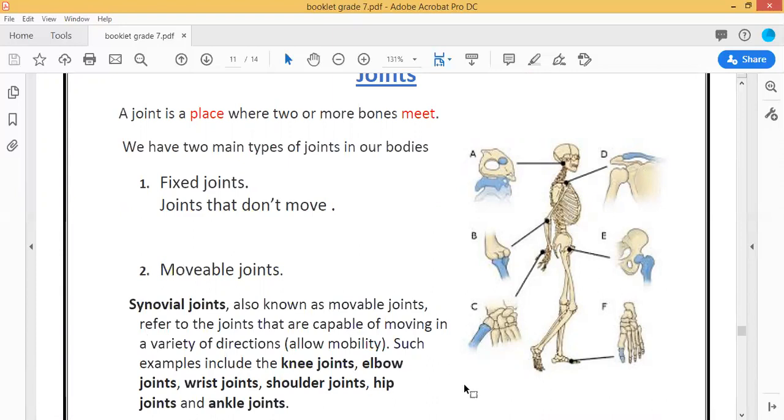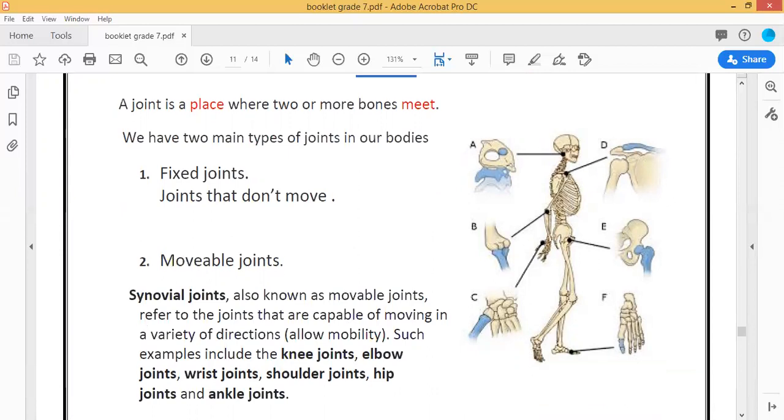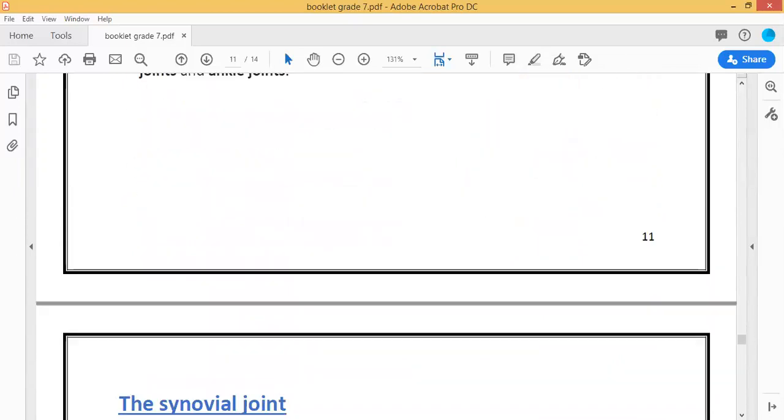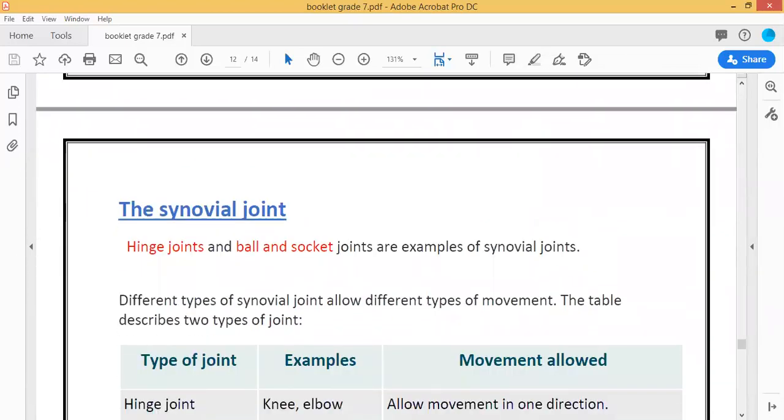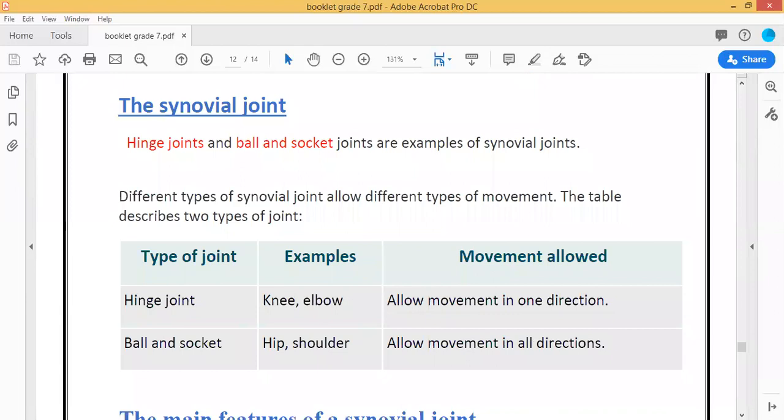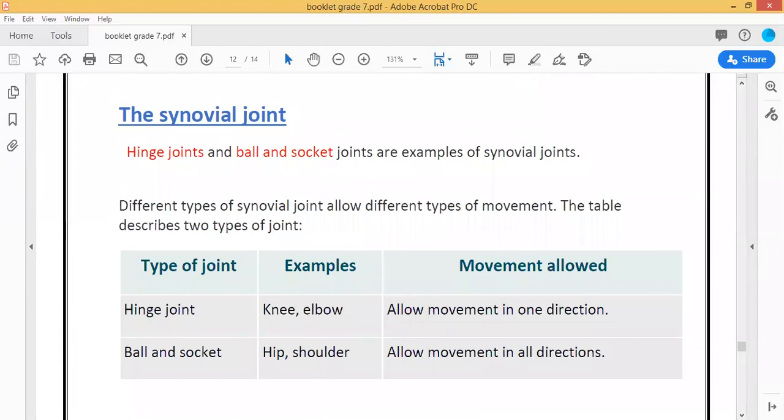But my question here: do you think that the joints can move in all directions or only in one direction? To answer this question, we have to know the types of movable joints or synovial joints. Synovial joints here are divided into two types, according to the direction of movement. Here we have two types.